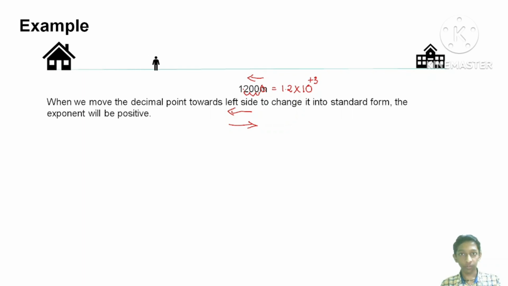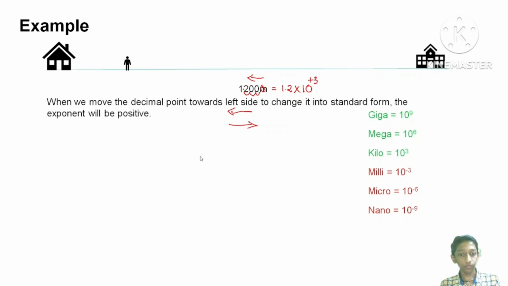Let's move to some points which we have to memorize. A unit prefixed by giga is equal to 10 raised to the power of 9. 1 gigameter, 1 gigaliter is equal to 10 raised to the power of 9. 1 megameter, 1 megaliter is equal to 10 raised to the power of 6. 1 kilometer is equal to 10 raised to the power of 3.